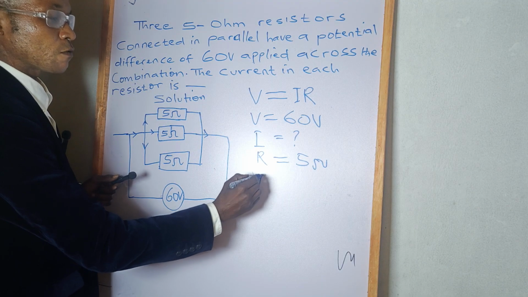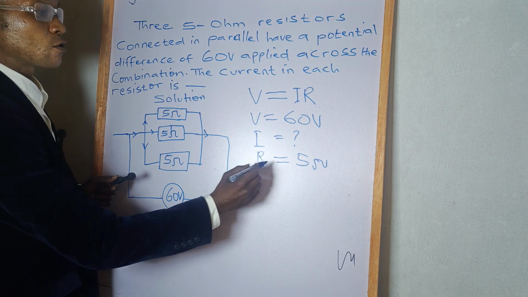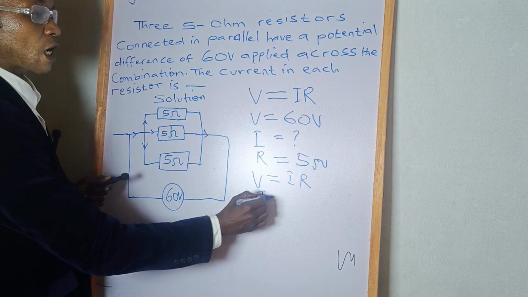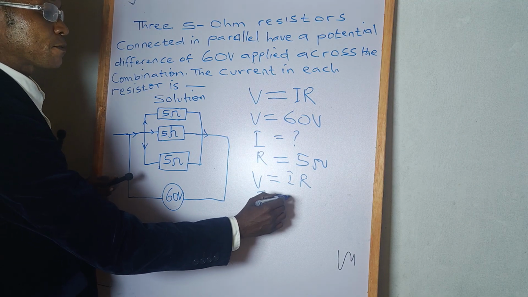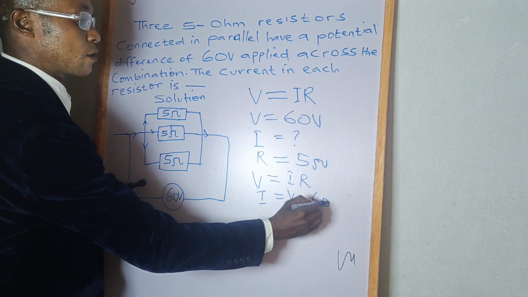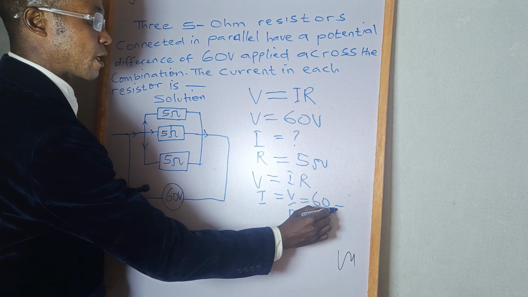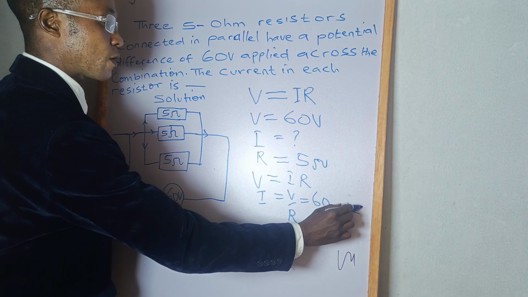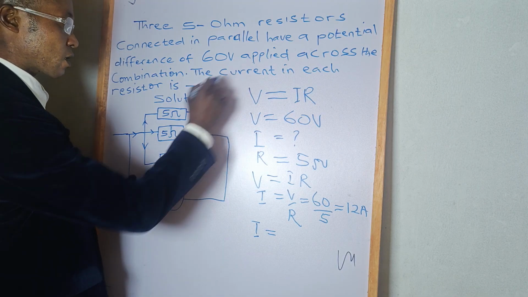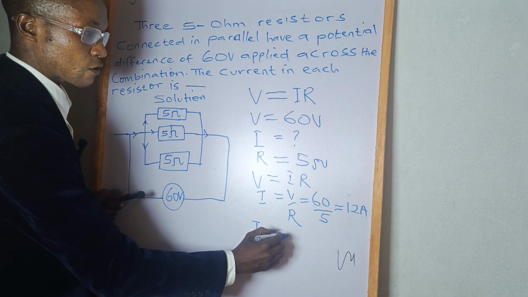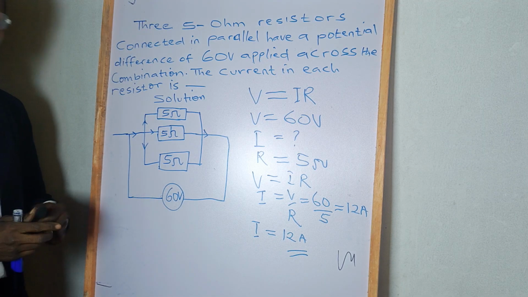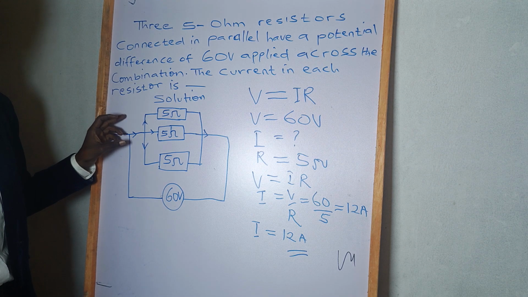Now using our V is equal to IR, making I the subject of the formula, you have I is equal to V over R, which will be 60 divided by 5, and your answer will be 12 amperes. So ladies and gentlemen, brothers and sisters, the current that will flow in each of these resistors is equal to 12 amperes. So who can tell me the total current?